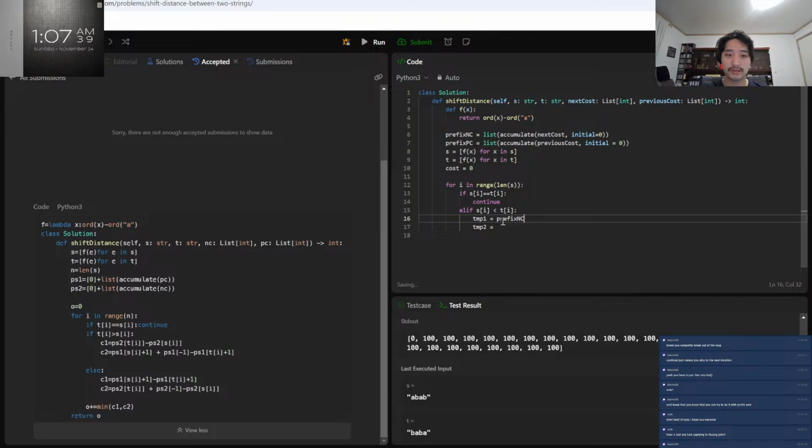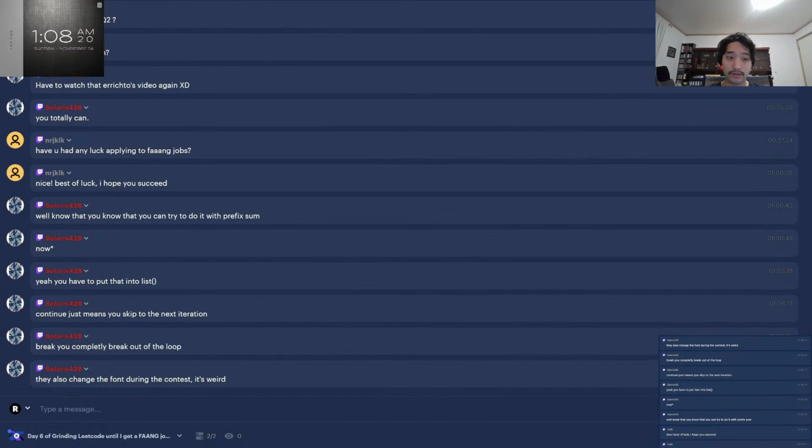Let's see. Yeah, I don't know if you noticed, guys, but now I can create square brackets easily. It's just in the competition I can't do it. I don't know why. And then okay, we should do the it's of ti. Yeah, ti, and then minus prefix nc of s. Solaris 428: they also changed the font during the contest. It's weird. Oh really? I don't know.